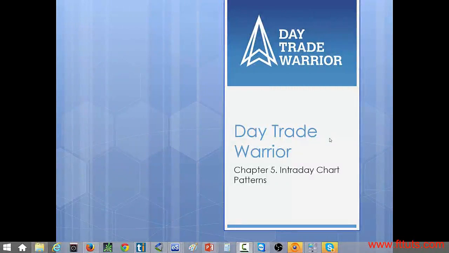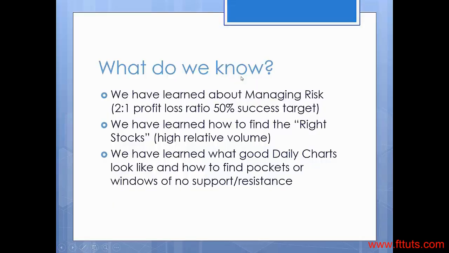So what have we learned so far? We know the most important thing for successful trading is having a positive profit-loss ratio, a 2-to-1 profit-loss ratio with a 50% success target. The proper stocks: we're always looking for high relative volume stocks. And we talked a little bit on Thursday about what good daily charts look like.